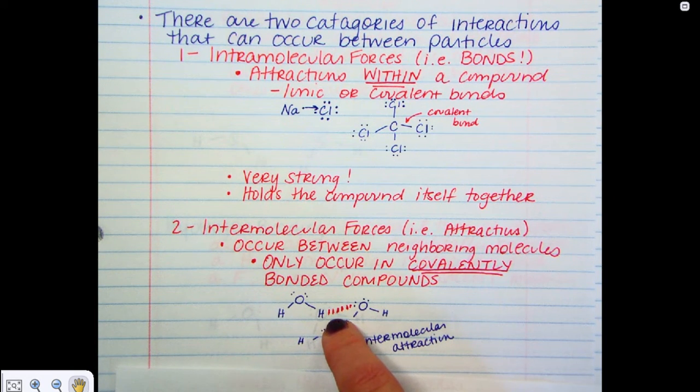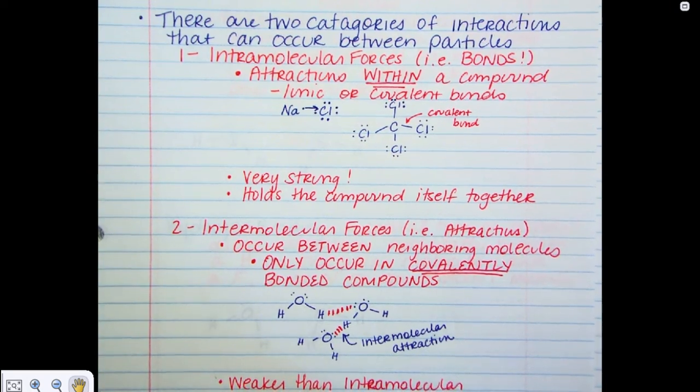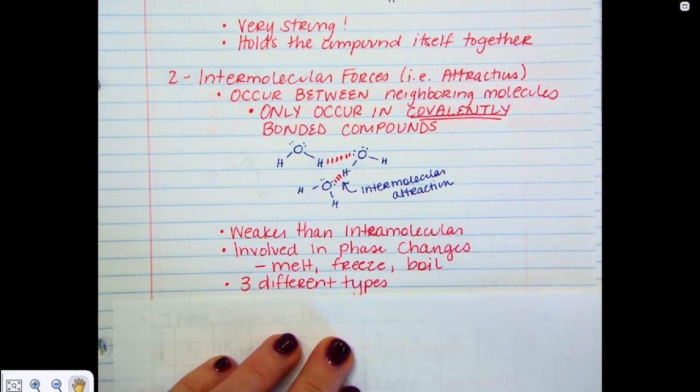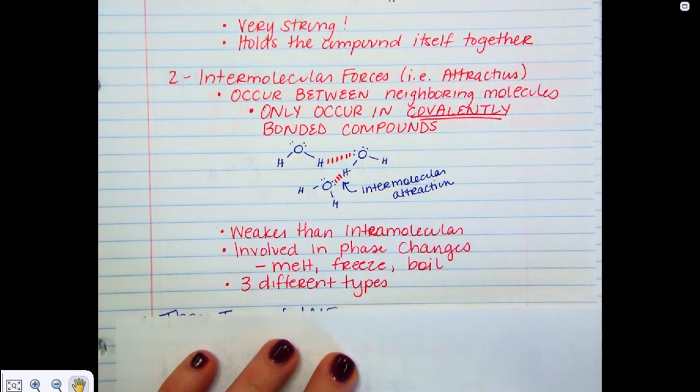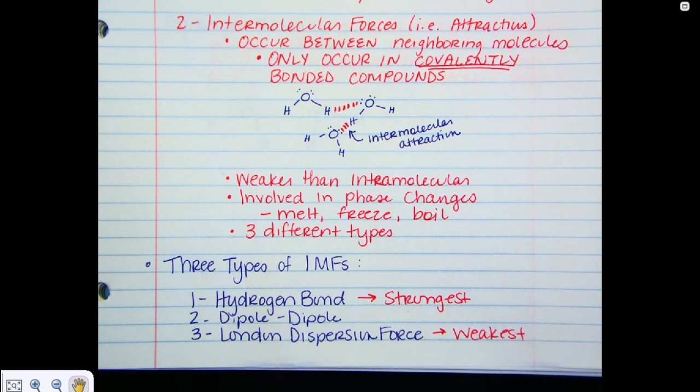So make sure you're keeping your eye on the ball here. We're not breaking any bonds. We're just lengthening or shortening attractions. So these are weaker than our intramolecular forces. They are involved in phase changes: melting, freezing, boiling. And we have three different types: hydrogen bonds, dipole-dipole interactions, and London dispersion forces.